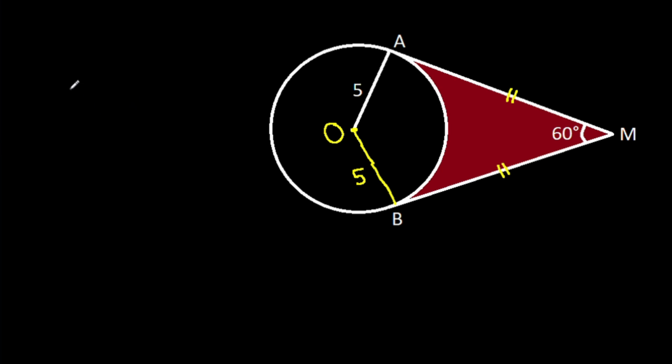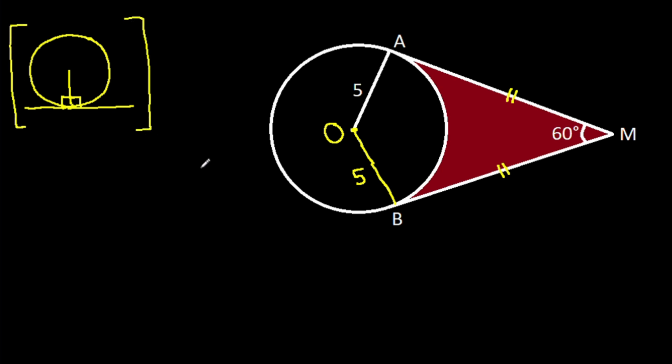and now in any circle, the radius and tangent are perpendicular to each other. So OA will be perpendicular to AM, and OB will be perpendicular to BM.